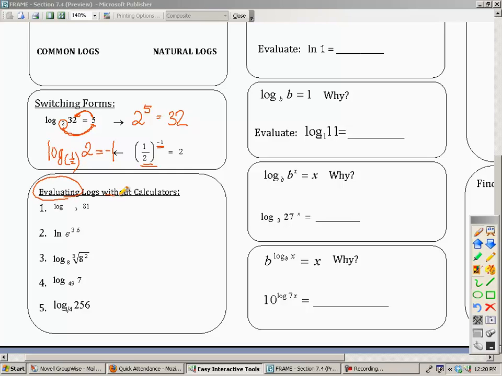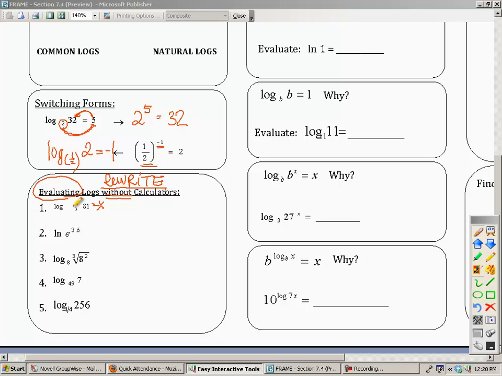I'm going to show you without a calculator, because your calculator can only do a base 10, a common log, and a base e, which is a natural log. So here's what I'm going to do. I'm going to pretend this is equal to x for a second, and I'm going to do the loop-de-loop method to rewrite. Our suggestion here is that you rewrite your logs in order to figure out how to evaluate.